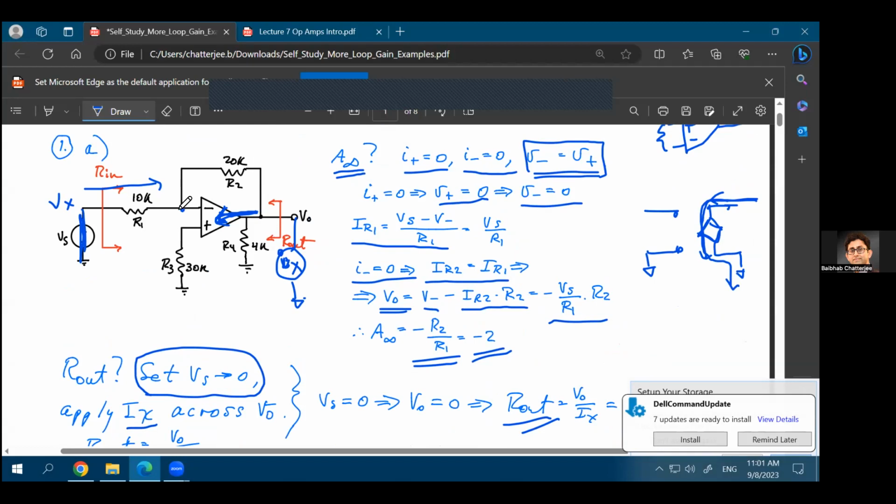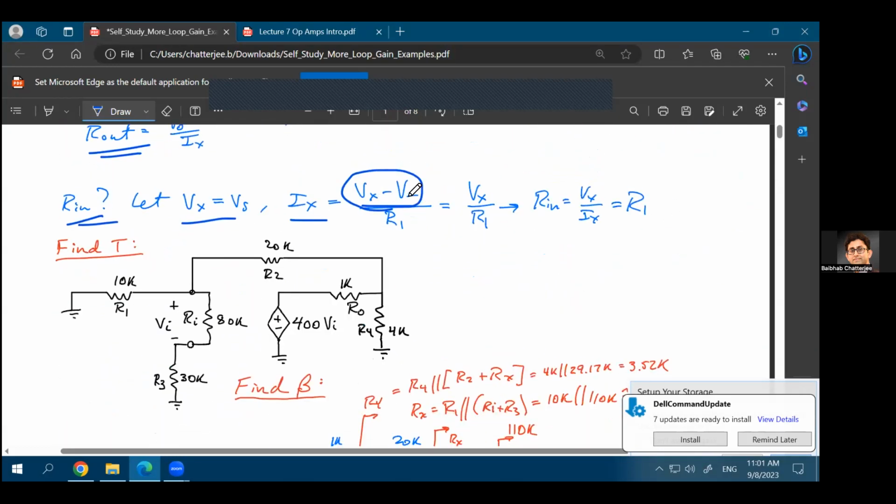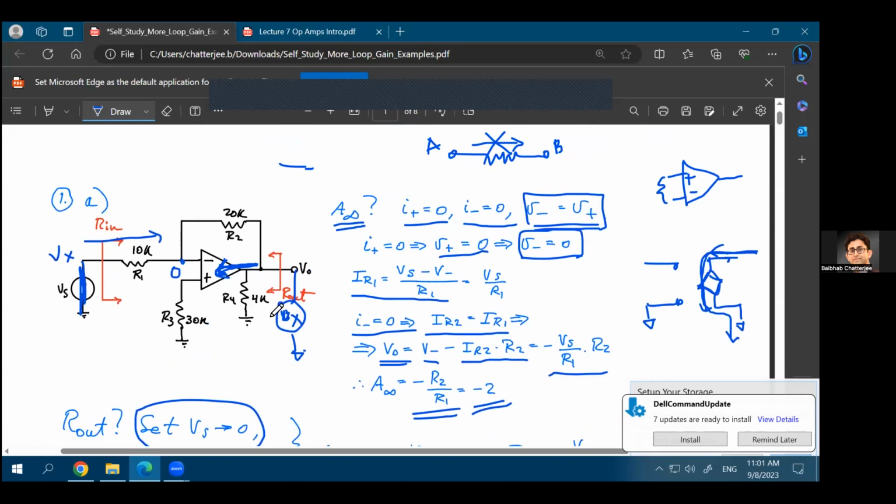This point's voltage you already know is equal to 0. V minus is equal to 0. So this point is 0. So what is the Ix current flowing in? Ix current will be Vx minus 0 divided by R1. So Vx over R1, which means your input resistance is equal to R1. And that's the exact quantity mentioned, right? So this is how you calculate your input and output resistances.